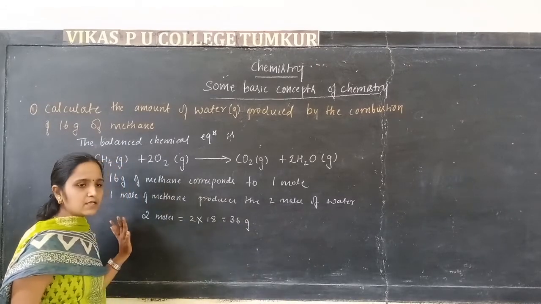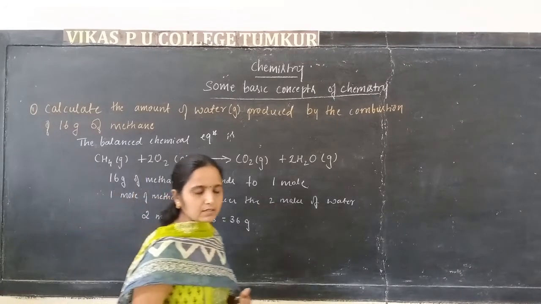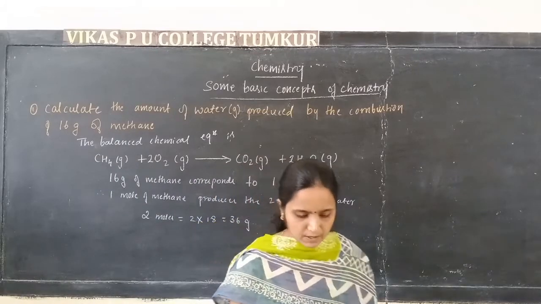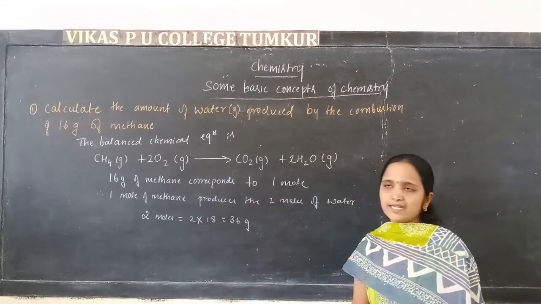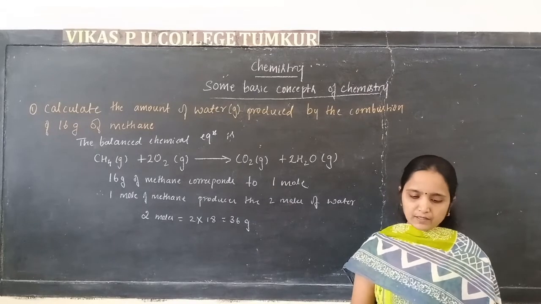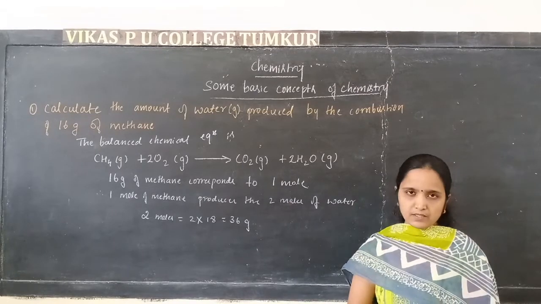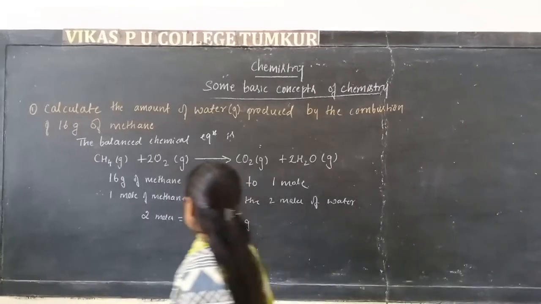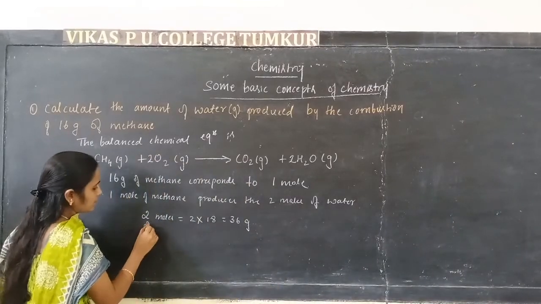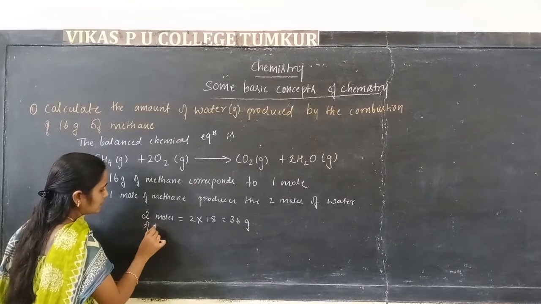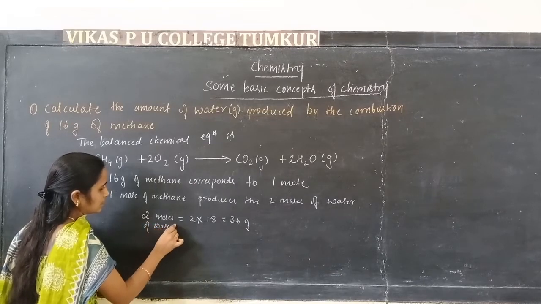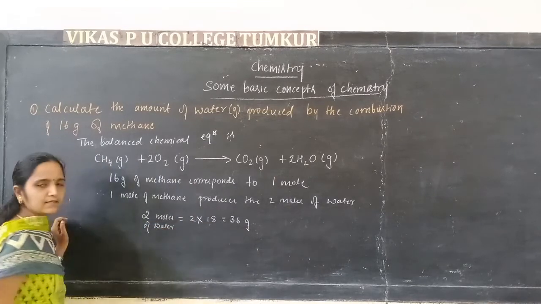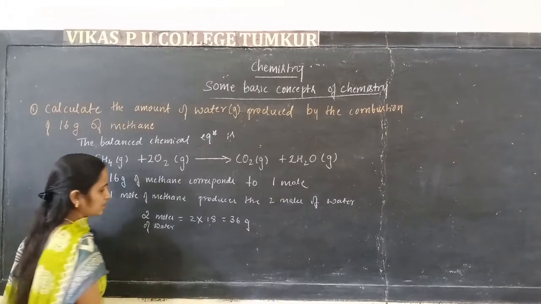Otherwise, we can do it with one more step: 1 mole of water is equal to 18 gram of H2O. Like that we take it. 2 moles of water is equal to 2 into 18, that is 36 gram.